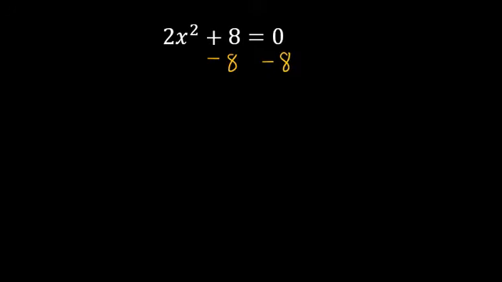When you see a number by itself, there's no alphabets touching it, it's called a constant. So that number 8 is a constant, right? So I'm going to end up with a 0 on the left-hand side. So I'm going to get 2x squared equals negative 8.